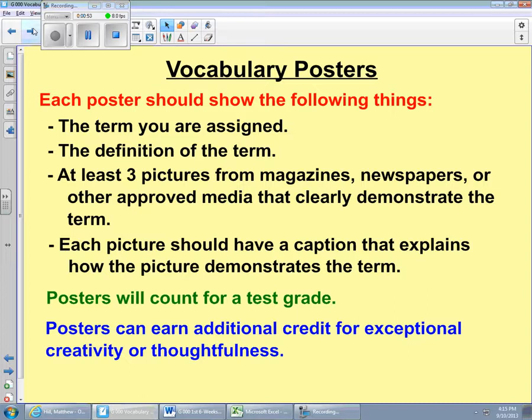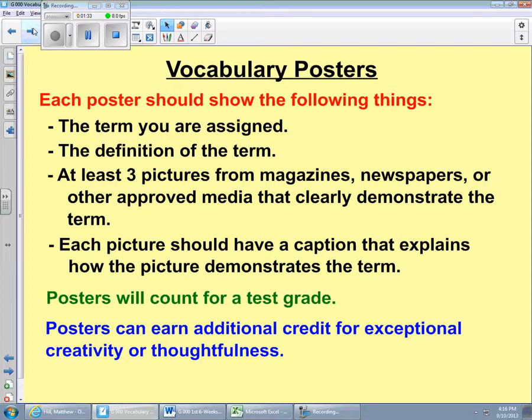Also, 3 pictures from magazines, newspapers, or other approved media that clearly demonstrates the term. What we're talking about is like some real-world type pictures, not just drawings of the particular term like you've been seeing in your notes, but the term in real life, pictures of that. And magazines are good. You can cut things out of magazines or newspapers or other approved media, and approved media will be things that you'll need to come and talk to me about and see if those are okay or not. But we're absolutely not typing something into a search engine and then printing out pictures that the search engine happens to kick back.